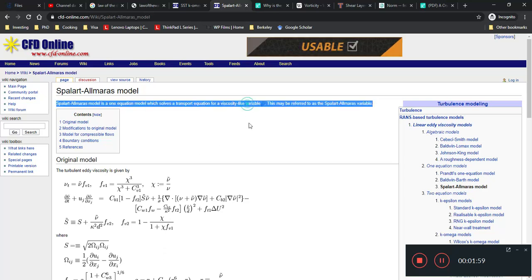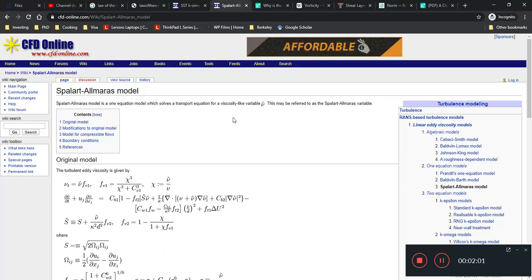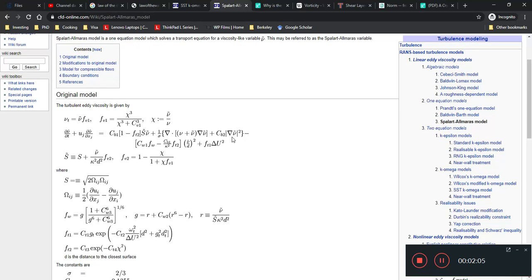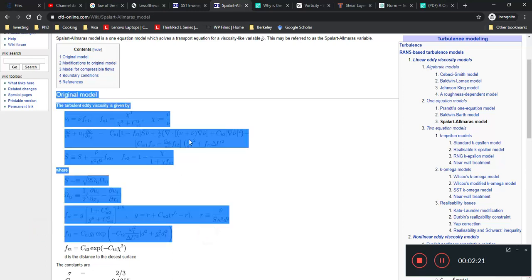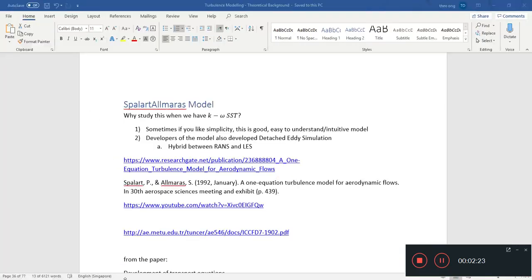Alright, so if you look at the CFD Online page, you just see this equation and not a lot of explanation. So this video is just here to roughly try and explain what this Spalart-Allmaras model is about and how you try to formulate this, so at least you understand what all these terms are about.